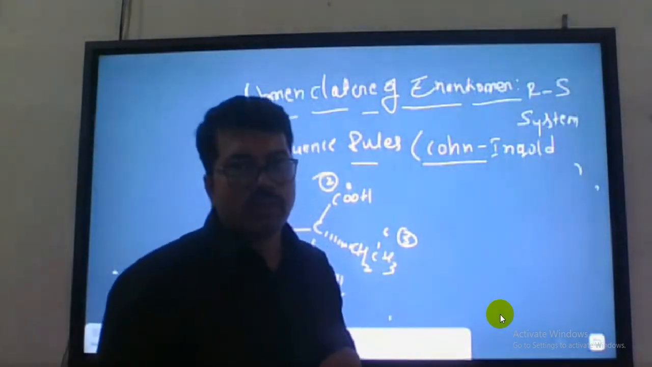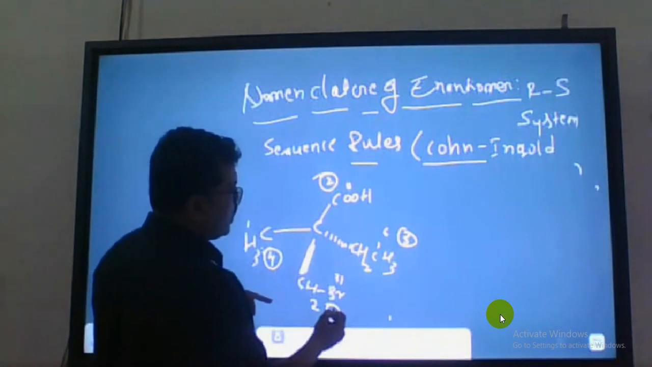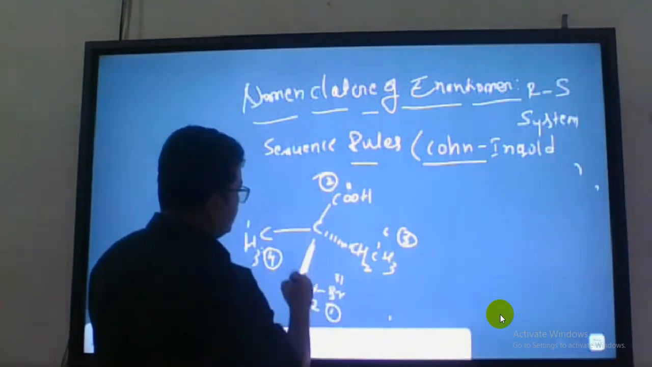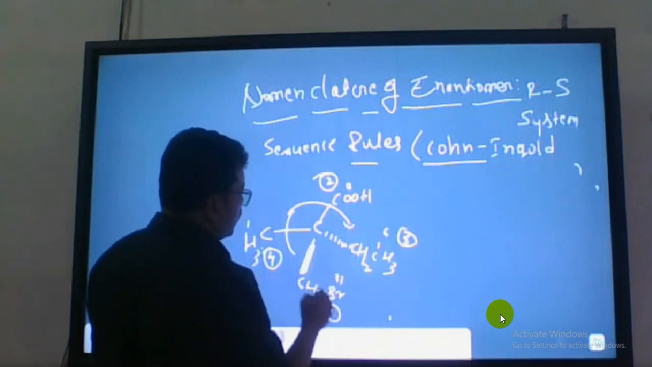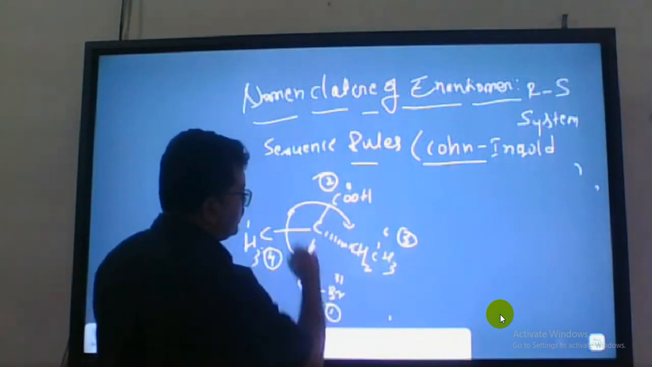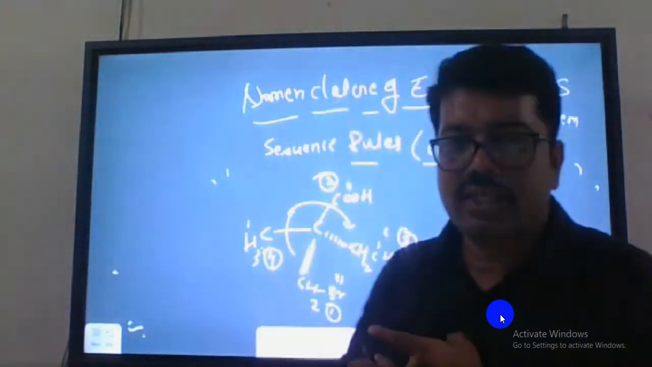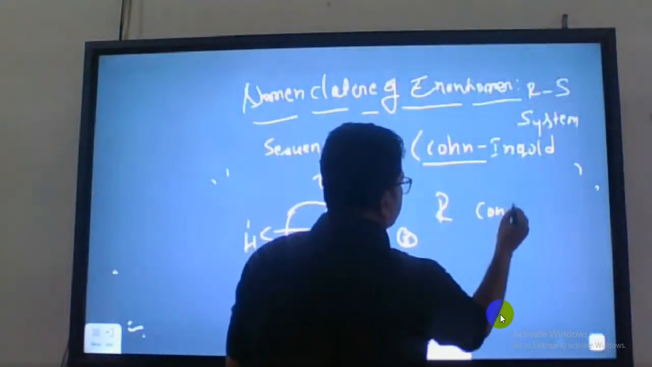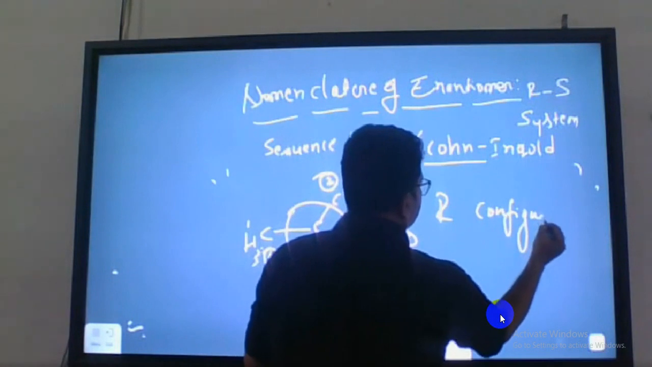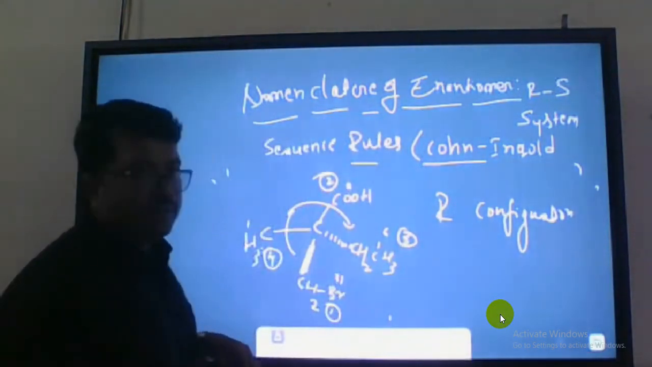Okay, 4. Next, again you change and write 1 2 3, here it comes. So 1 2 3. So now it came, which configuration? Which configuration? It is right, R configuration.